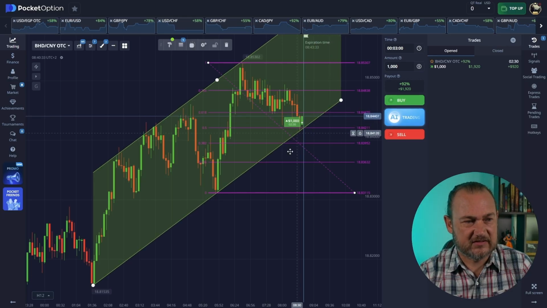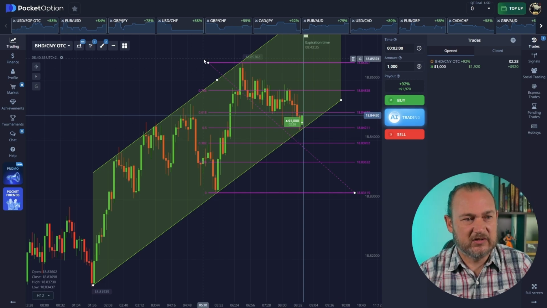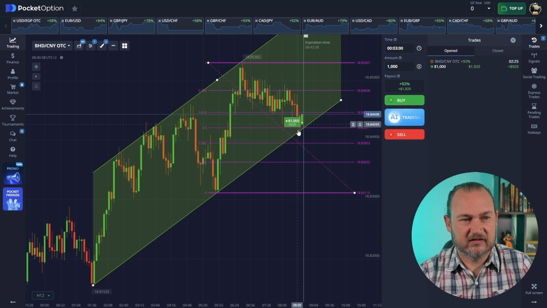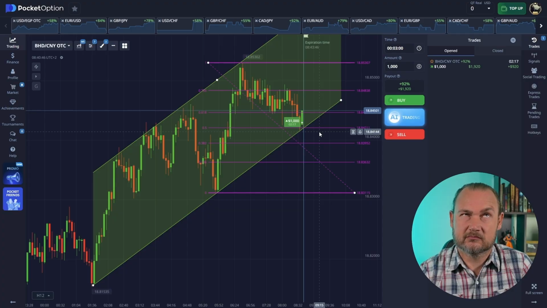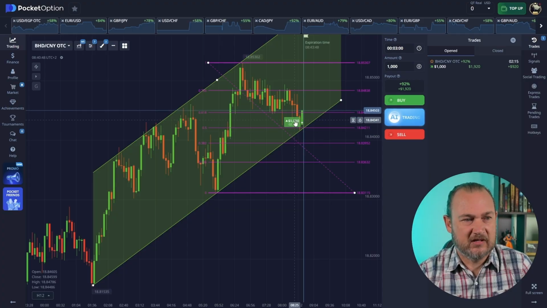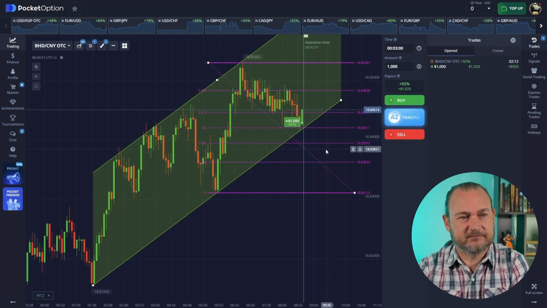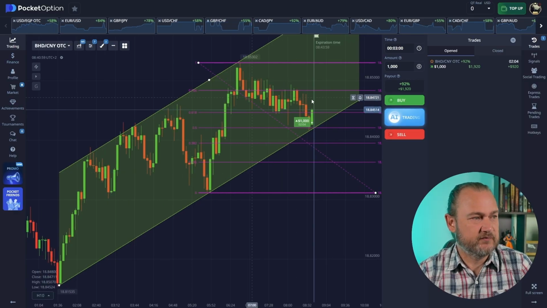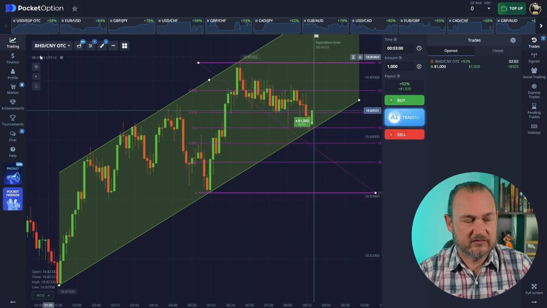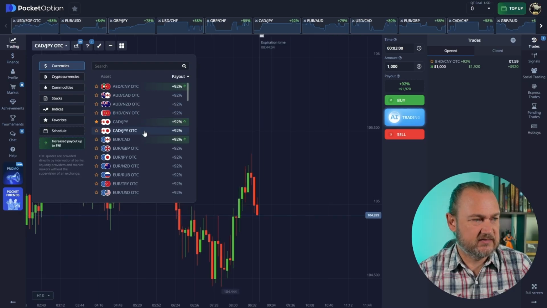So that was the third touch, and like I said, we did get the rejection of both the Fibonacci 50 line and the bottom support line of the channel at the same time. And look how beautifully that is pushing. This is what we want to see. Really beautiful.